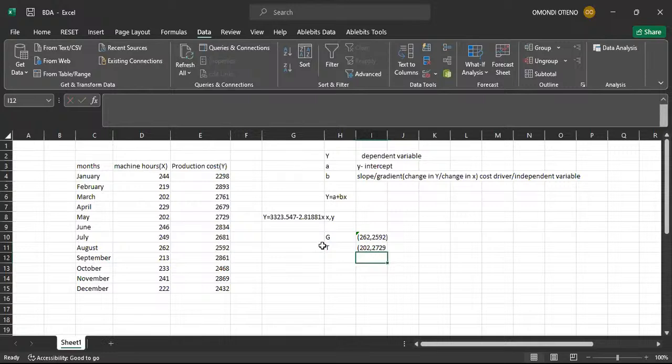What's G and T? Those are the names of the coordinates.